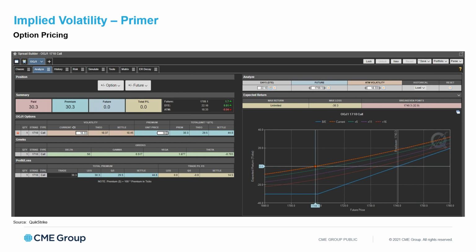Maybe to illustrate it another way, and this is accidentally getting into the tools, one of the tools we have, but this is just a strategy builder that's available on our website, where you can do what-if scenarios with different options. So in this case, what I've got in front of you is the implied volatility, the price and the days to expiration that we just looked at. And you can see up in the summary that the price of that option is 30.3, and the implied volatility is 18.3.